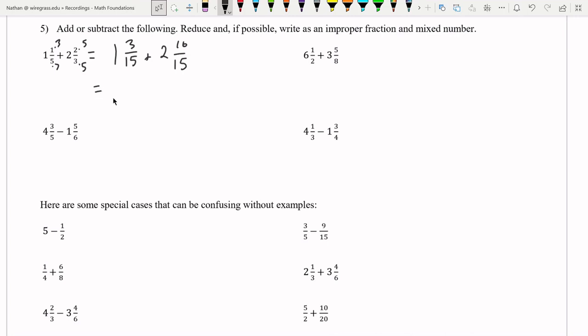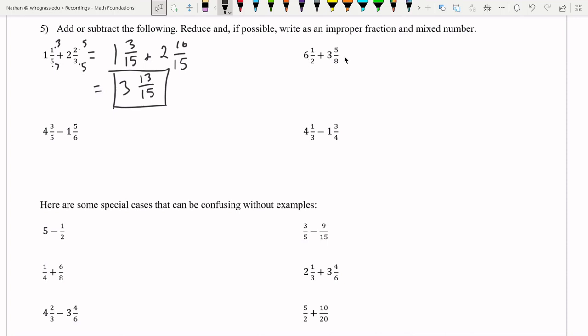And to add these mixed numbers together, we can add the whole parts, which is 1 and 2. That makes 3. And 3 and 10 give us 13/15. So this one's very easy to do with mixed numbers because this fraction didn't end up being an improper fraction. If it does become an improper fraction, however, we have to do a different step. I believe that's what we're going to see here.